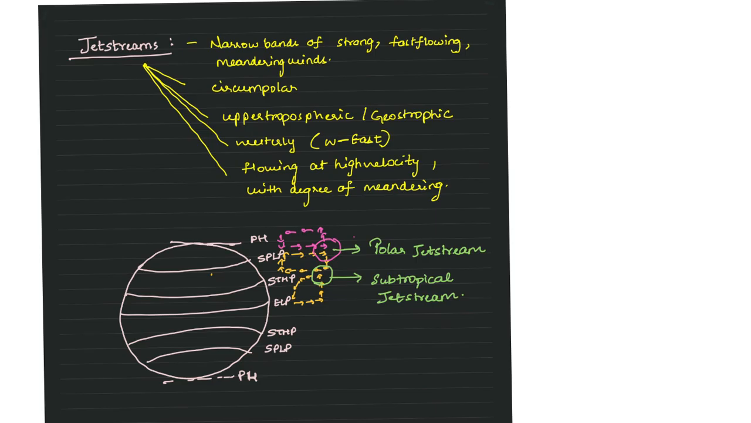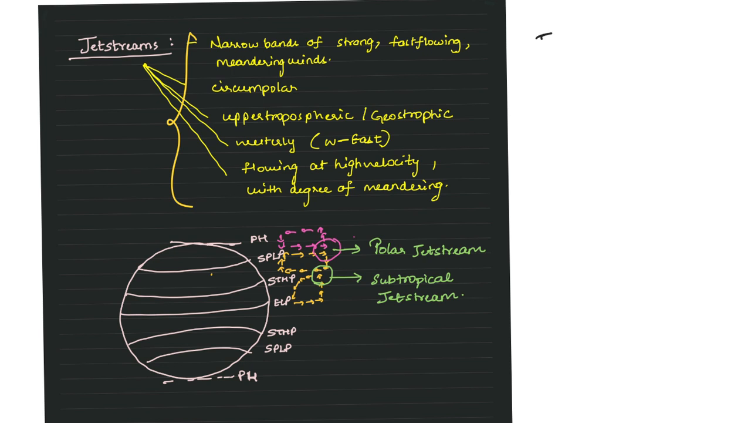First we'll see what jet streams are, where they form, and what its characteristics are. If you can see this whole thing, this is the definition of jet streams and their characteristics. Each and every characteristic we will be discussing in detail now. No worries at all.